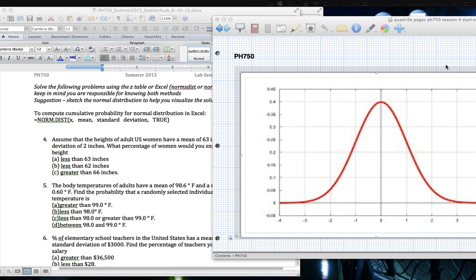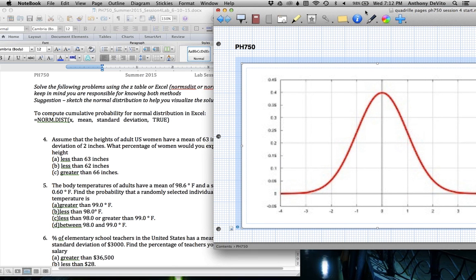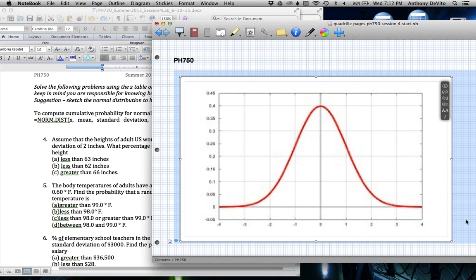I want to make sure that everybody's muted here again, too. Okay, so make this a little smaller.